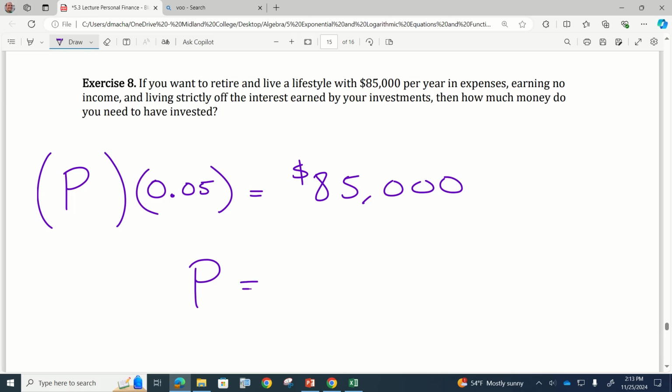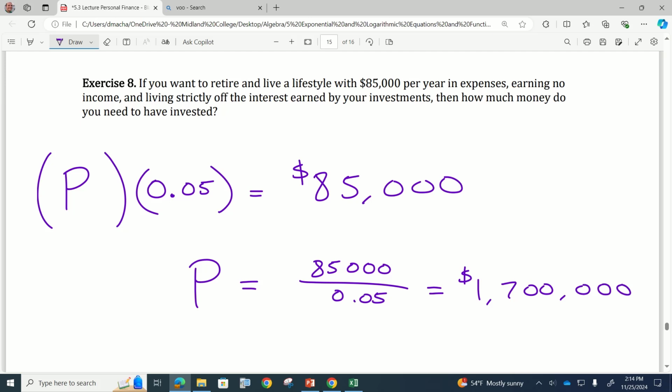The amount of money that I need to do this and retire and just live indefinitely off of this interest without ever losing money, only living my life off of interest, would be 85,000 divided by 0.05. You can put that in your calculator if you want. This is $1.7 million. So man, if I only had $1.7 million, I wouldn't need to come to work, right? I could just stay at home and withdraw my interest and live the high life.